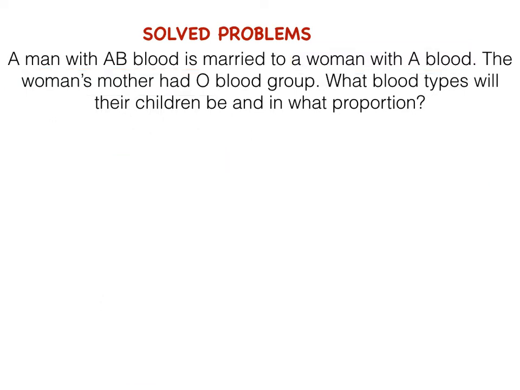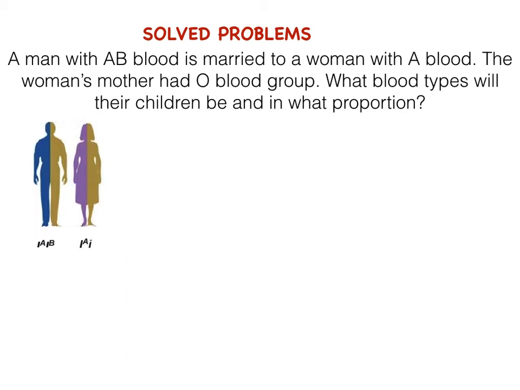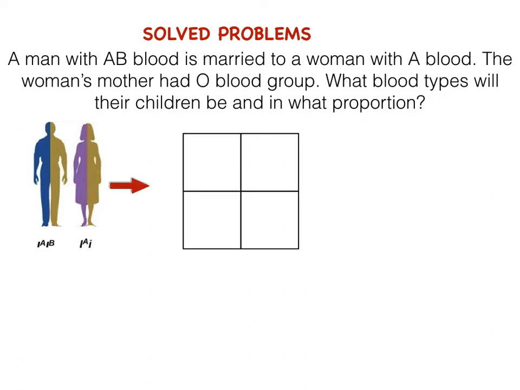Okay, now let's get back to the problem. A man with AB blood is married to a woman with A blood, and the woman's mother had O blood group. What blood type will the children have? So now we know that the man's genotype is IAIB, and we just figured out that the woman's genotype has to be heterozygous for A. So now it's simple: just make the Punnett square, write the man's genotype on the left hand side, vertical line, and the woman's genotype on the horizontal line, and then just make the cross.